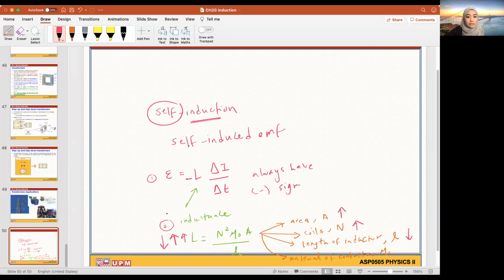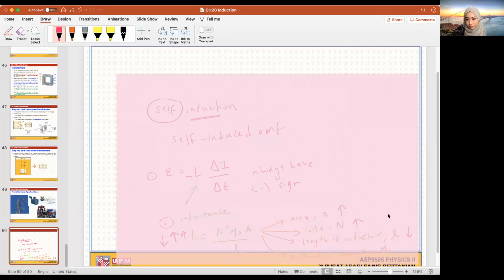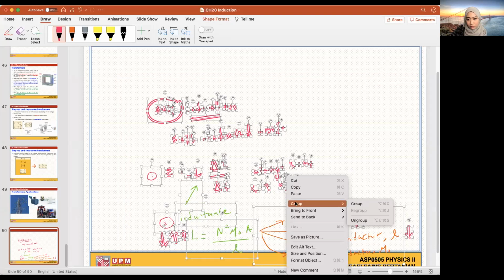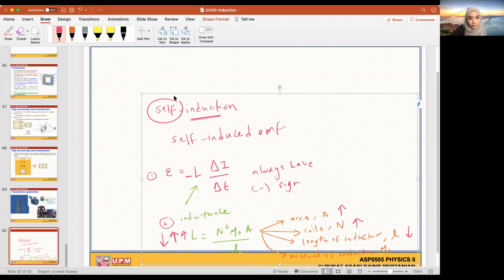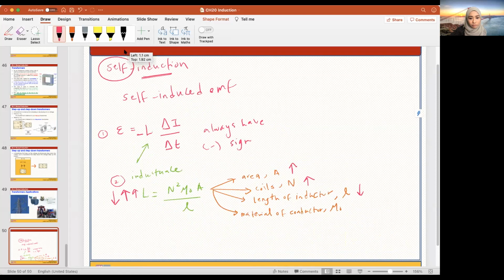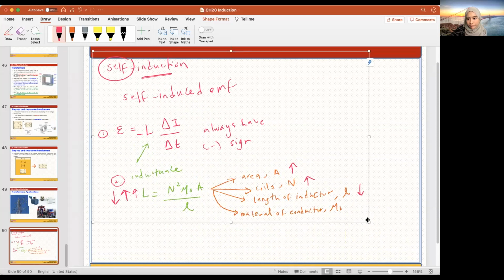And then we talked about the direction of your induced EMF. So let me tidy this up. Good job. Self-induction. Group this together. Good job. Make it smaller.